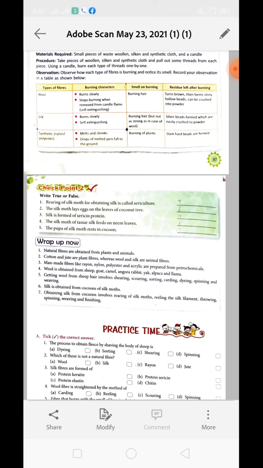Okay, next, the silk moth of tussar silk feeds on neem leaf. No, it is false. Okay, now fifth one, the pupa of silk moth rests in cocoon. Yes, it is true. So the first one is true, third one is true, and fifth one is true. The rest of them are false.